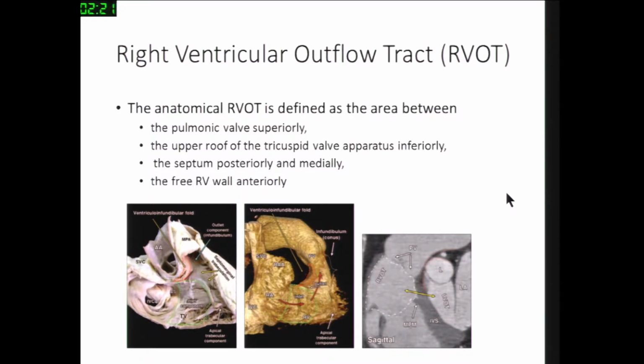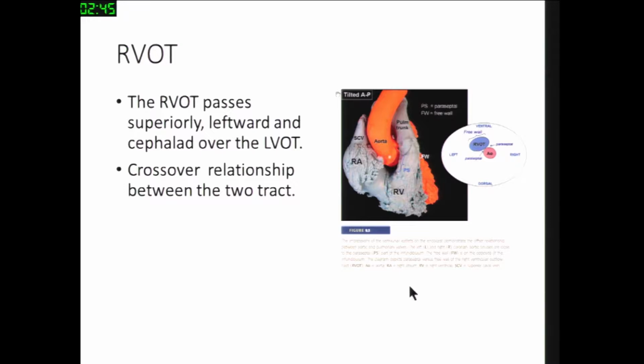The anatomical borders of the right ventricular outflow tract are the pulmonary valve superiorly, the upper loop of the tricuspid annulus inferiorly, and the septum and free wall. But actually the RVOT septum is not a true septum because it does not contact the left ventricle. The RVOT passes superiorly and leftward, separated from the LV outflow tract like this. So there is a crossover relationship between the RVOT and the LVOT.